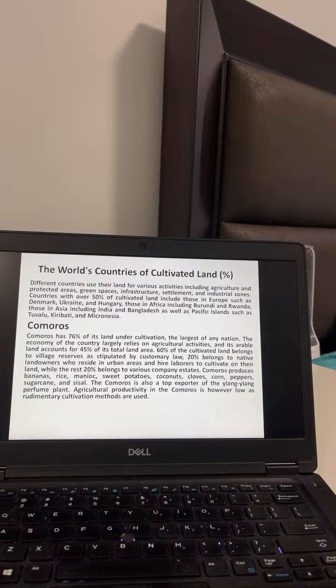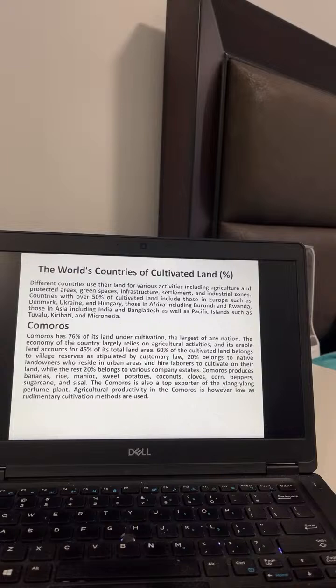Comoros has 76% of its land under cultivation, the largest of any nation. The economy of the country largely relies on agricultural activities, and its arable land accounts for 45% of its total land area. 60% of the cultivated land belongs to village reserves as stipulated by customary law. 20% belongs to native landowners who reside in urban areas and hire laborers to cultivate their land, while the remaining 20% belongs to various company estates.